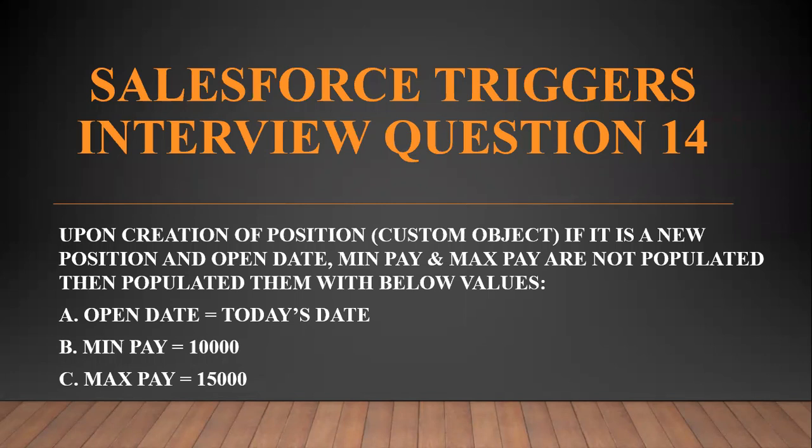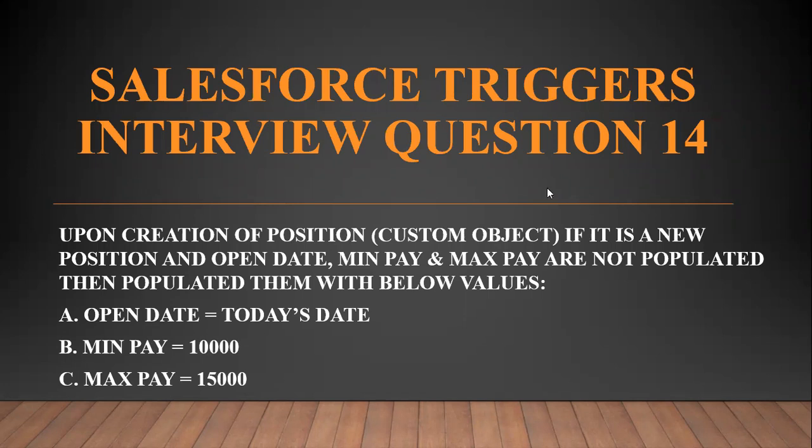In this video, we are going to continue with our trigger practice question number 14. Upon creation of a position, which is a custom object, if it is a new position and open date, minimum pay and maximum pay are not populated, then populate them with the below values. Open date equal to today's date, minimum pay equal to 10,000, maximum pay equal to 15,000.